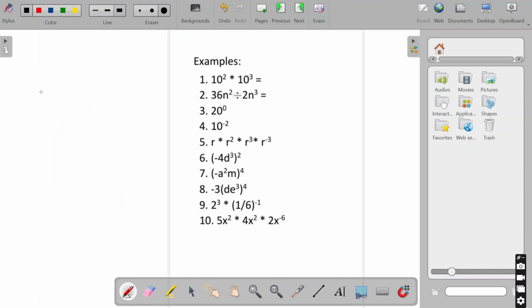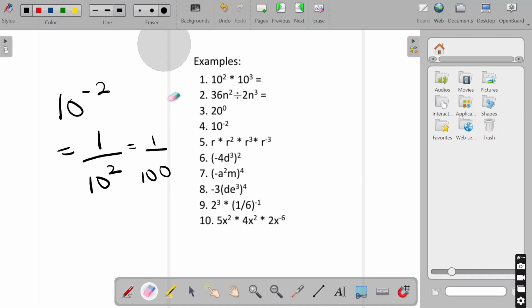Number 4, 10 raised to power minus 2. If you are to rewrite this, you would use a reciprocal. Reciprocal means you put 1 up, divided by 10 raised to power 2. Simple. Which is the same thing as 1 over 10 times 10. That's 100, so 1 over 100. Simple. That solves that.